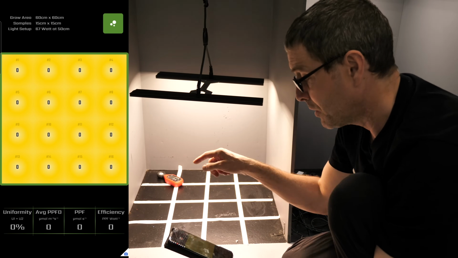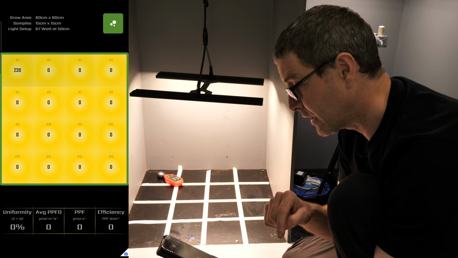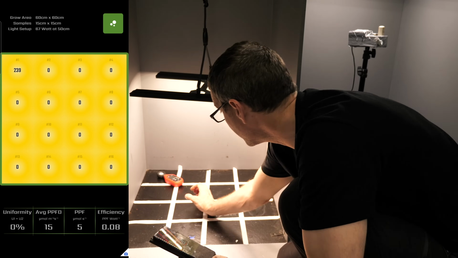Next, I'm into square one. I just tap on the square, capture the reading that it's getting, and on it goes. I'll do the rest of the squares.